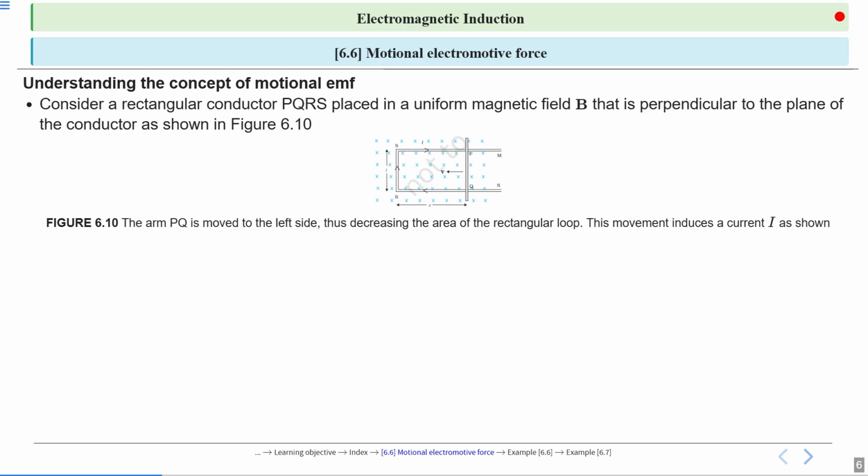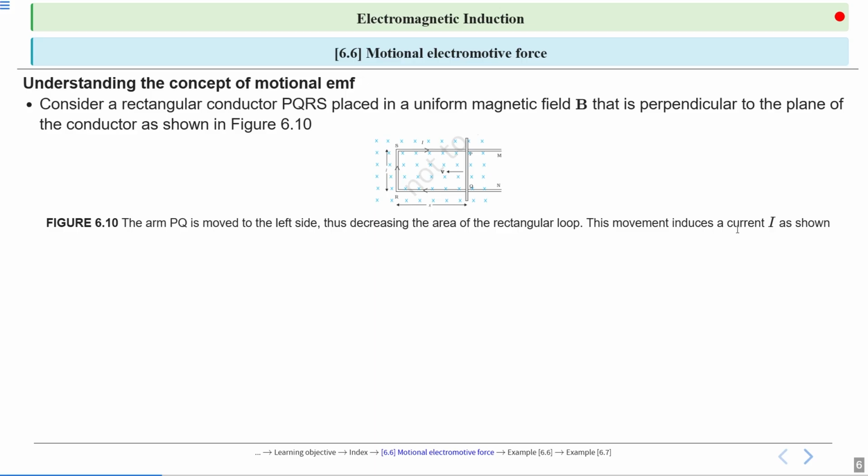There is a conductor PQRS, and the PQ arm is free to move. We are moving this PQ arm towards the SR arm. The length of PQ is L, and RQ is X at any instant. In figure 6.10, the arm PQ is moved to the left side, thus decreasing the area of this loop PQRS. Since we are moving PQ towards the left, we are decreasing the area of the rectangular loop.